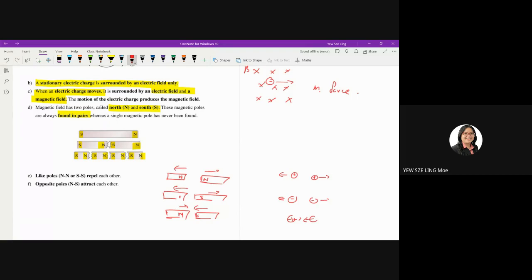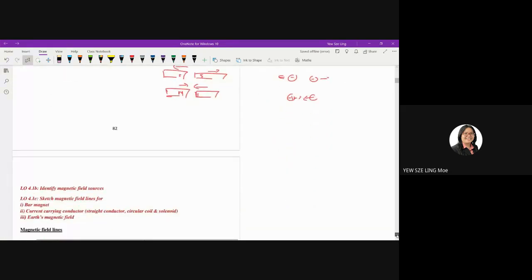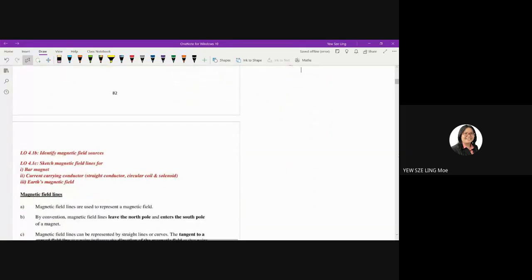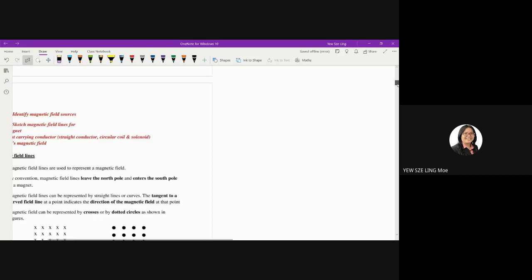All right, so that is a bit of characteristic about magnetic field. So now let us see how to sketch it. How to sketch a magnetic field. So first of all, okay, wait, where's my arrow?